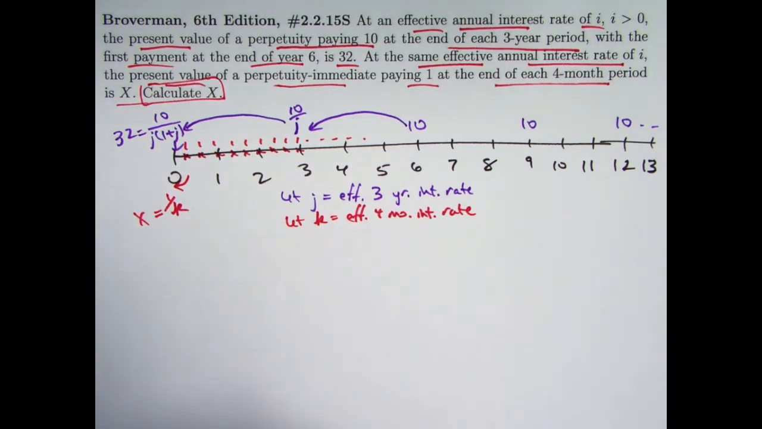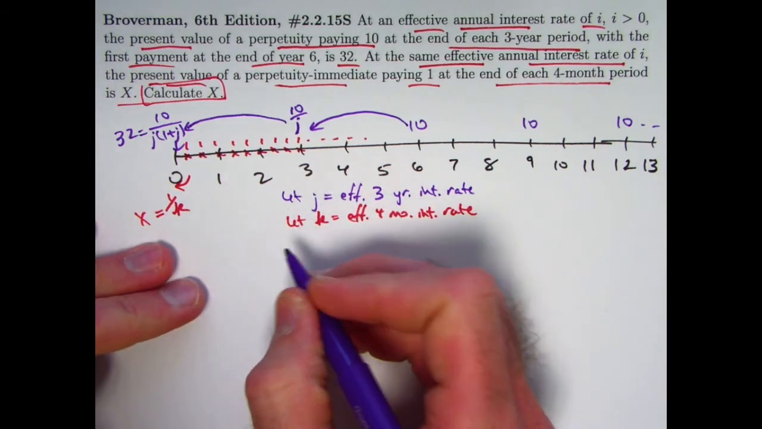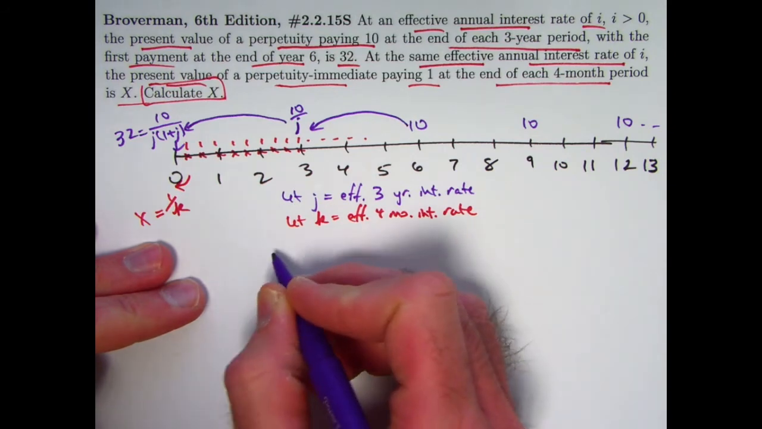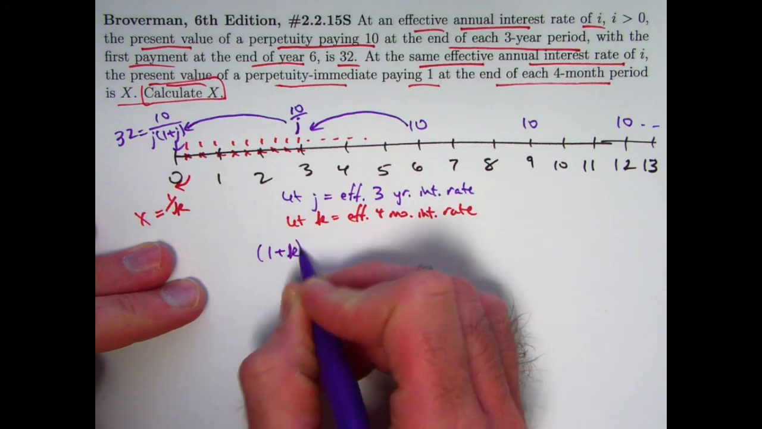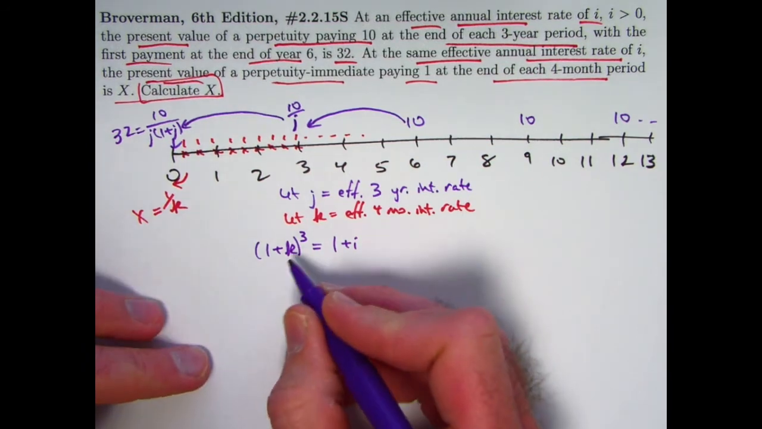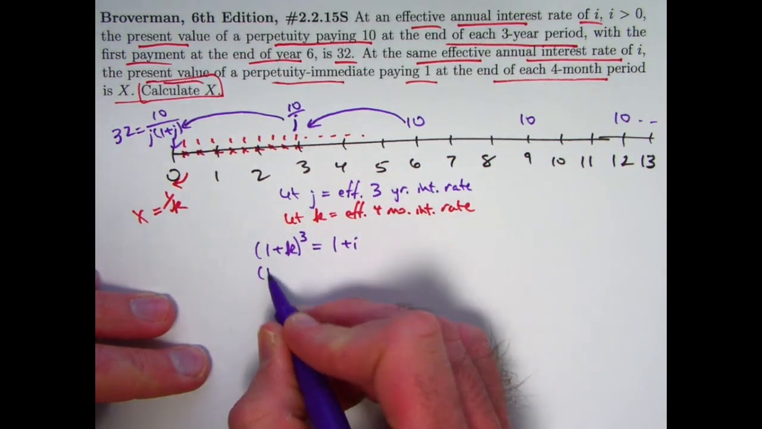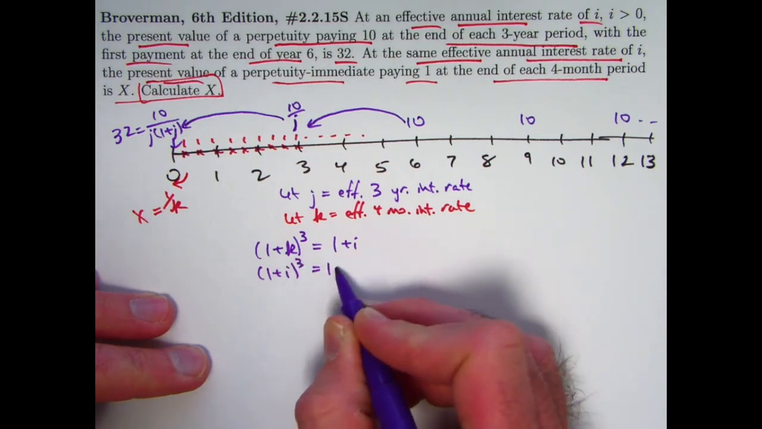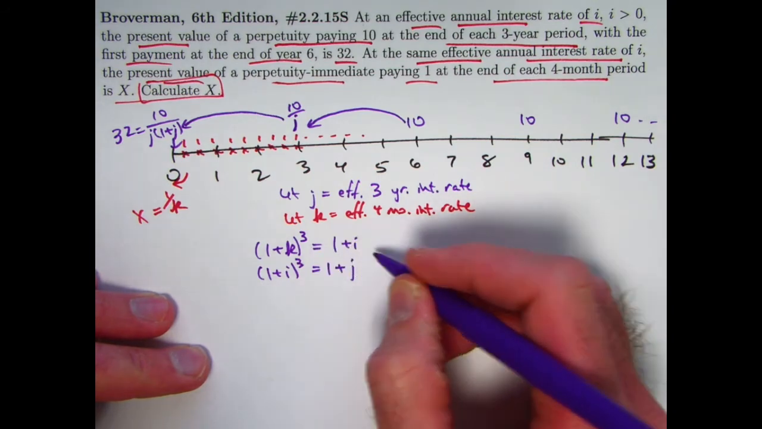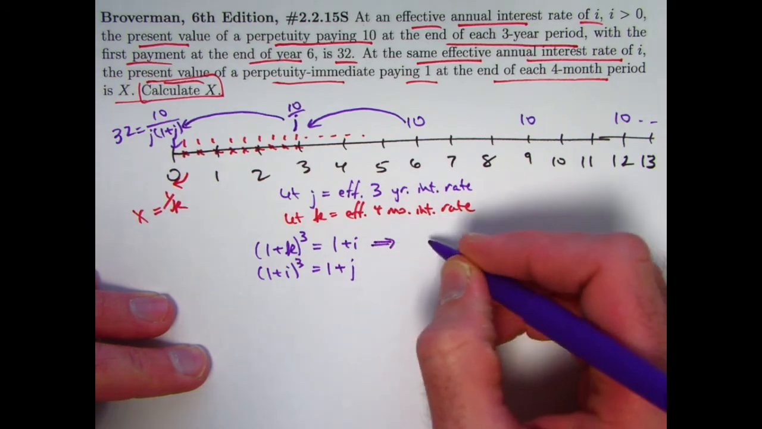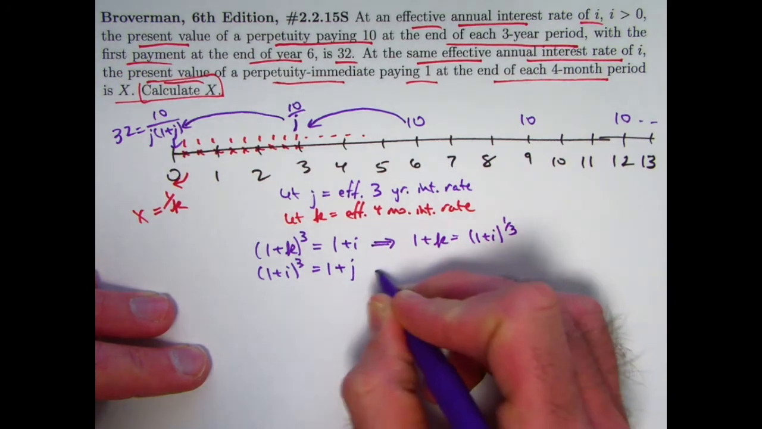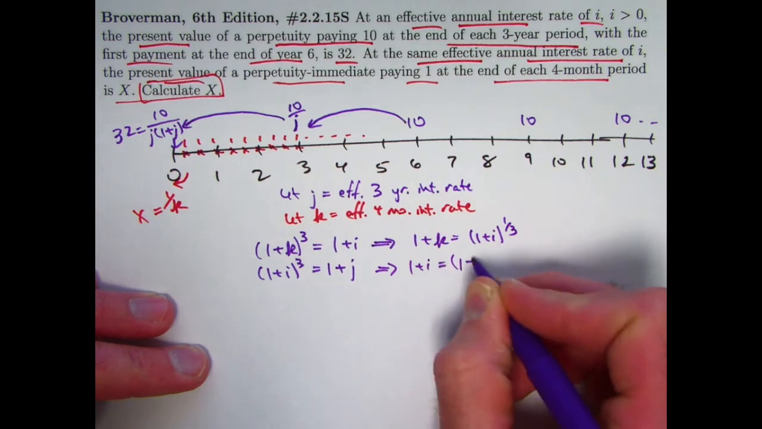But what is the relationship between J, I, and K? Since K is a 4-month interest rate, compounded 3 times per year, we can say that 1 plus K to the third equals 1 plus I. And since J is a 3-year interest rate, we can also say that 1 plus I to the third equals 1 plus J. We can now use these equations to get K in terms of J. Taking the third root of both sides, 1 plus K is 1 plus I to the 1/3. Likewise, 1 plus I is 1 plus J to the 1/3.